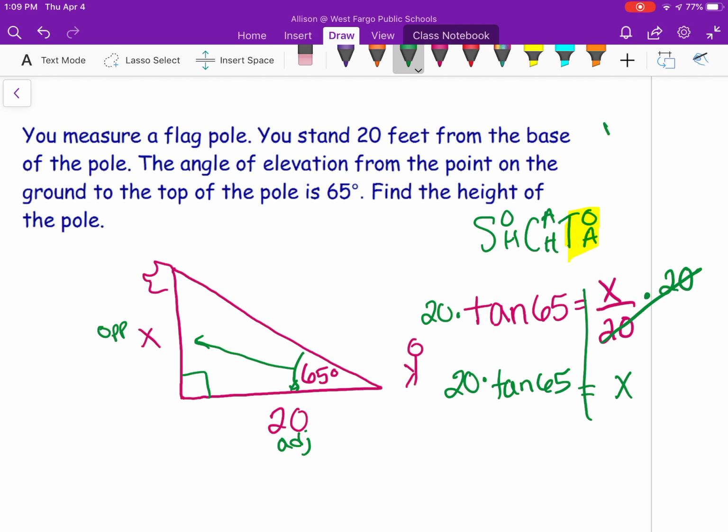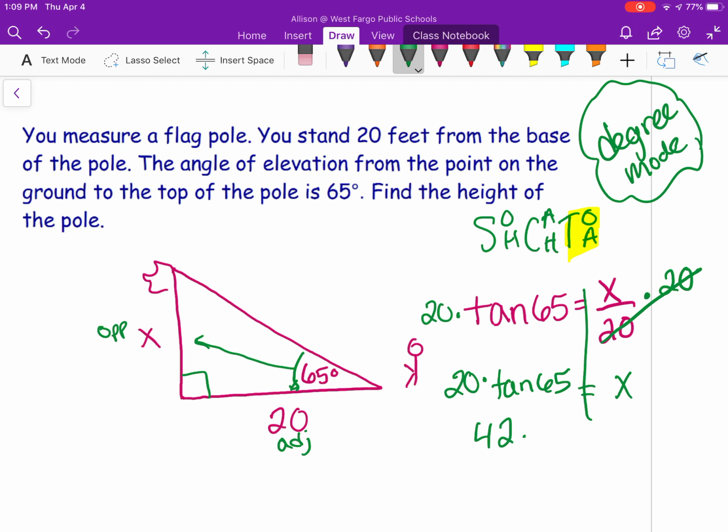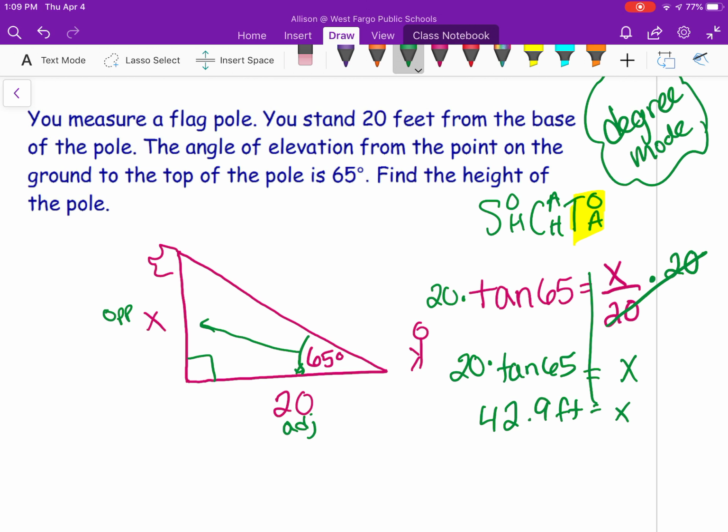Again, remember that your calculator must be in degree mode or it will give you the wrong answer. It is going to give me 42.9 feet approximately. So I could say the height of the pole is approximately 42.9 feet. If you did this in radians, like your calculator is in the wrong mode, I think it would give you an answer that probably doesn't make sense. So make sure to check it.